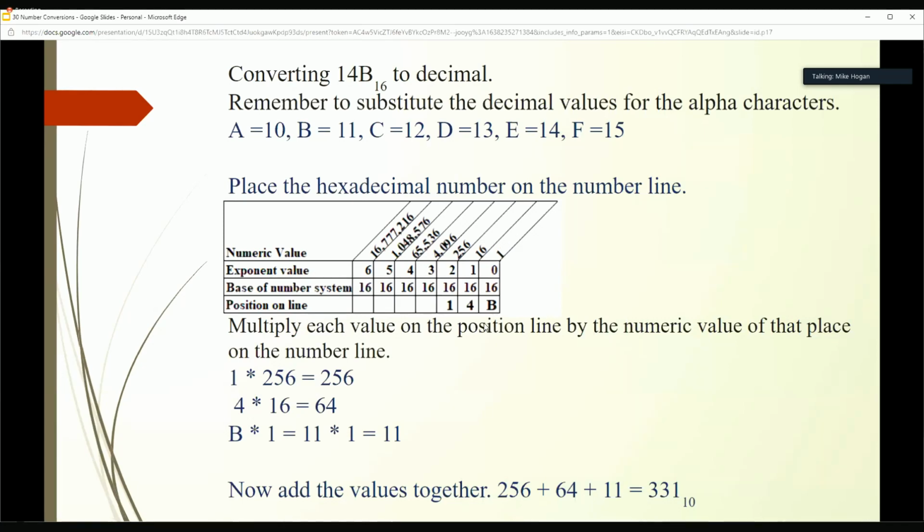in the ones column. We do the multiplication, and what do we get? 256, 64, and 11, for a total of 331 in decimal. So we converted a hexadecimal number to a decimal number, 331.